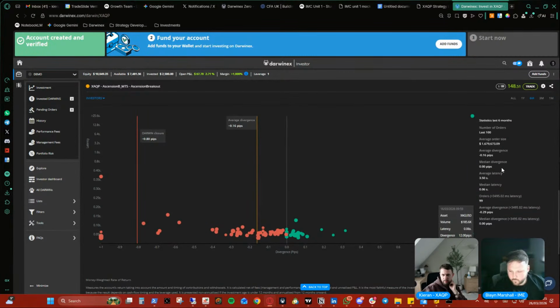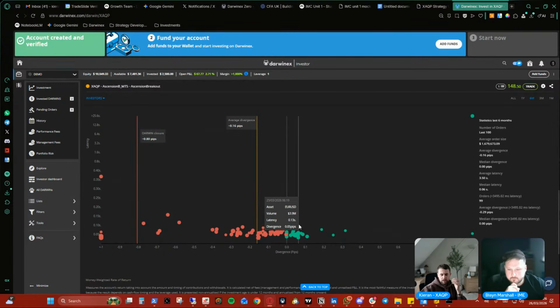So if I scroll down a little bit further, you can see this only takes into account the last 100 orders. Okay, so that's orders, not trades, because a single trade is 2 orders. You've got an order to get in and an order to get out. So this measures your entries and your exits of your positions. The 0 gray line in the middle shows a divergence of 0. So that's where you're not being slipped positively or negatively, or not necessarily you, but the investors who are backing your Darwin.